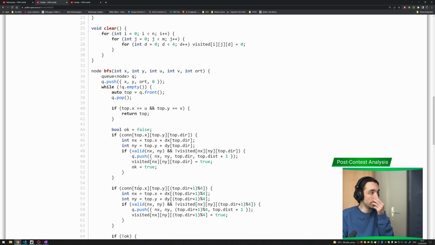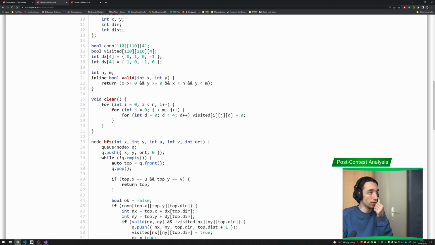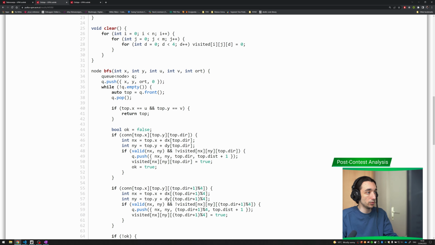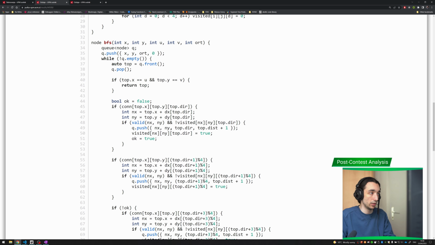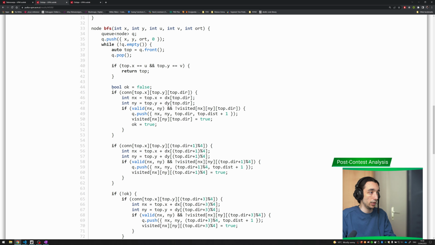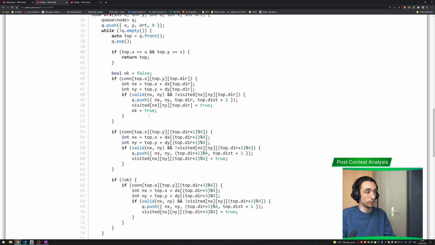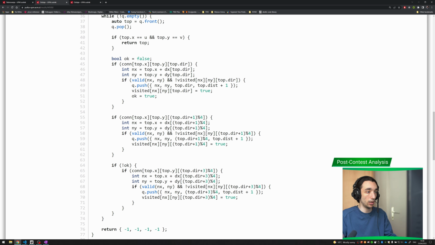Yeah, the BFS is just a simple BFS. Clearing is just clearing the visited. Simple BFS where you just check if that point is the destination. If not, these are the rules. Now the rules can be more compacted, with a lambda function or whatnot. But I just copy and paste it because, yeah, it's a contest. You have to be quick.